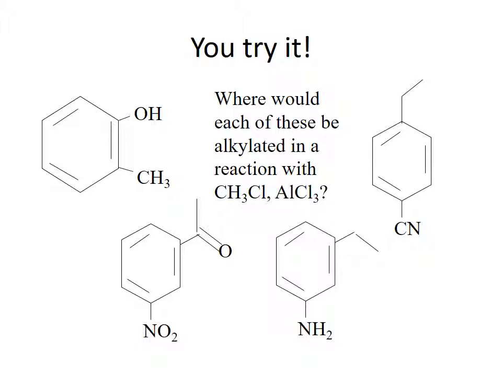So where would each one of these be alkylated in a Friedel-Crafts reaction of methyl chloride and aluminum chloride? Well, if I look at this, we would see that we've got an ortho-para director, so being directed here and here. And we've got an ortho-para director being directed here and here. The oxygen is a better ortho-para director than the carbon. So where would substitution occur? In the ortho and in the para position to the hydroxyl group.